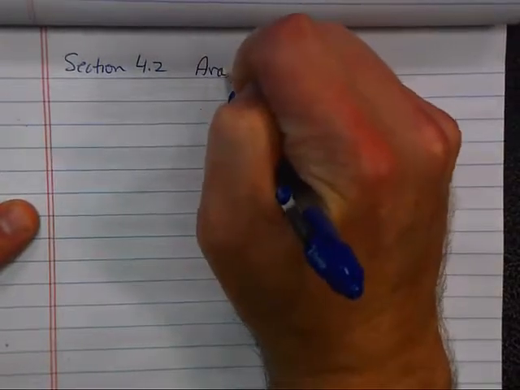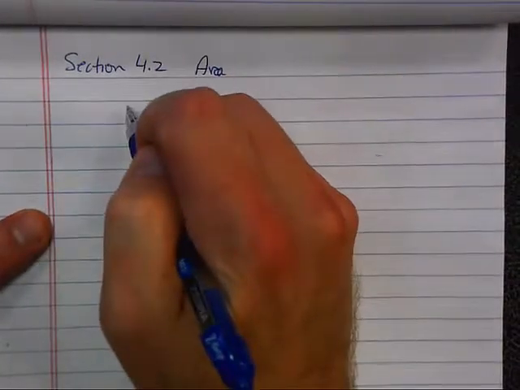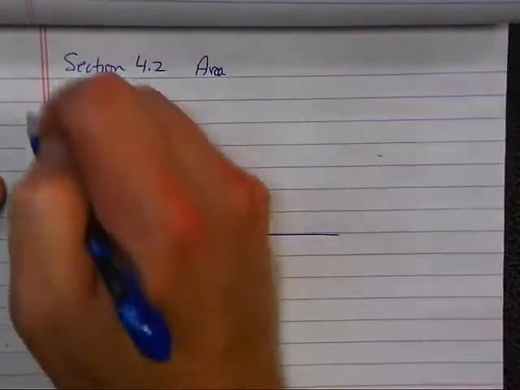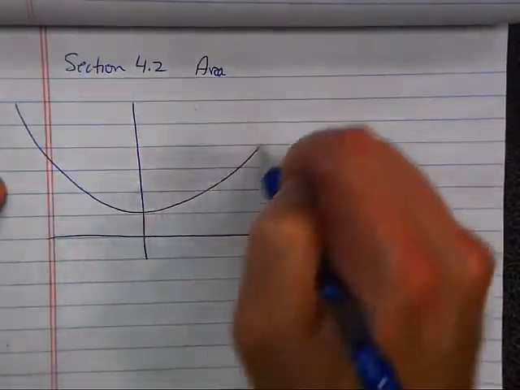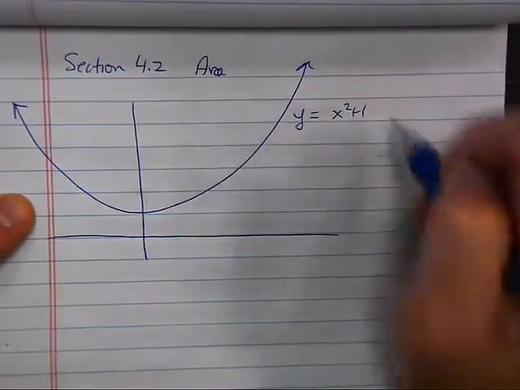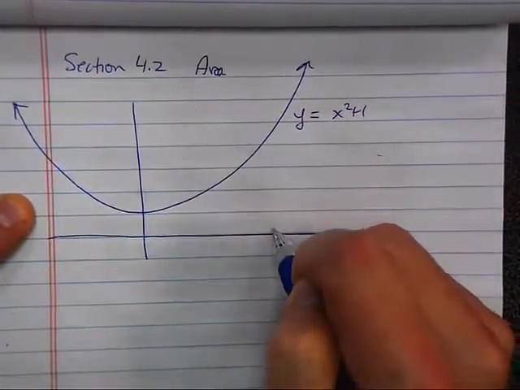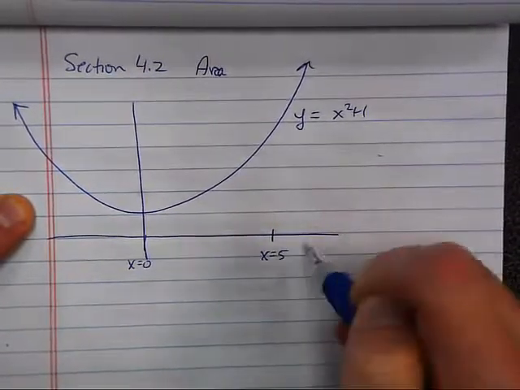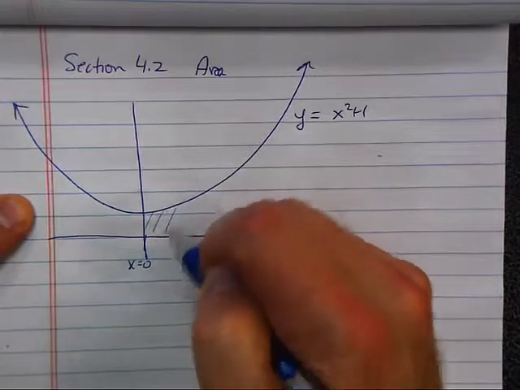Section 4.2 is area. All right, so let's just reproduce that quickly here. So we have the function y equals x squared plus 1, and we're going from 0 to 5. And we want to approximate this area.